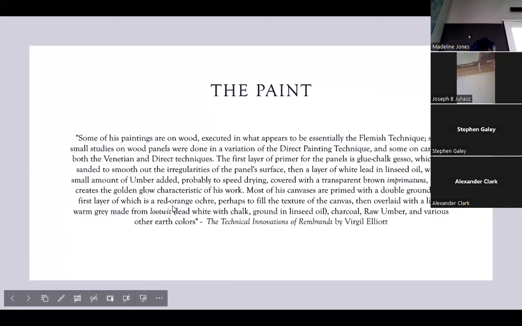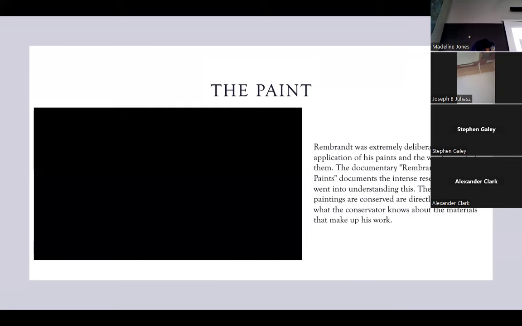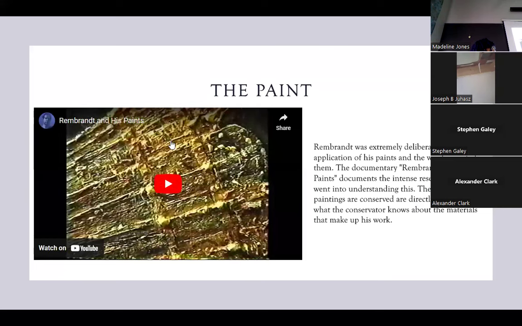Rembrandt was known to make a lot of different blends for the different tones and light and all these things that he was painting. He had various palettes for every element in his paintings. And this documentary, Rembrandt and His Paints, goes really in depth into this specific understanding about him.